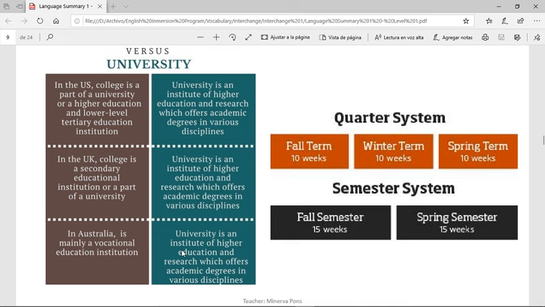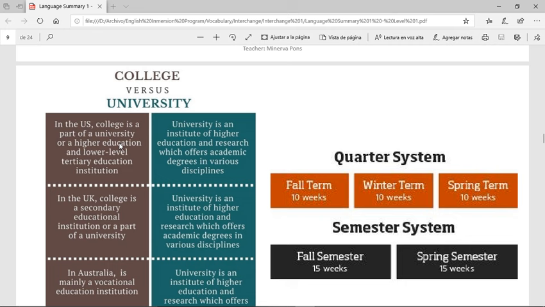Basically, the difference between college and university in these countries like the US, UK and Australia is that a college is like a lower level of a university, or it can be an aggregation to a university, that we can get degrees in college, yeah, but the research and the investigation of new things in the area that we're talking about are made in a university. College is only for studying. But a university is also for research of all types.